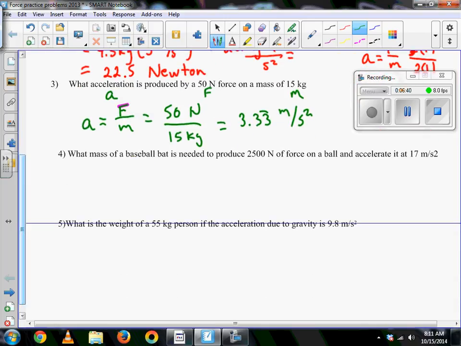Read the next one for me. Stop right there. We're looking for M. Keep going. Of a baseball bat and he needs to produce 2,500 newtons. Stop right there. Kai, what's 2,500 newtons? What letter in the formula? F. Very good. Keep going. A force on the ball and accelerated at 17 meters per second squared. Yeah, it's a square there, not a 2. So therefore, that's your acceleration.